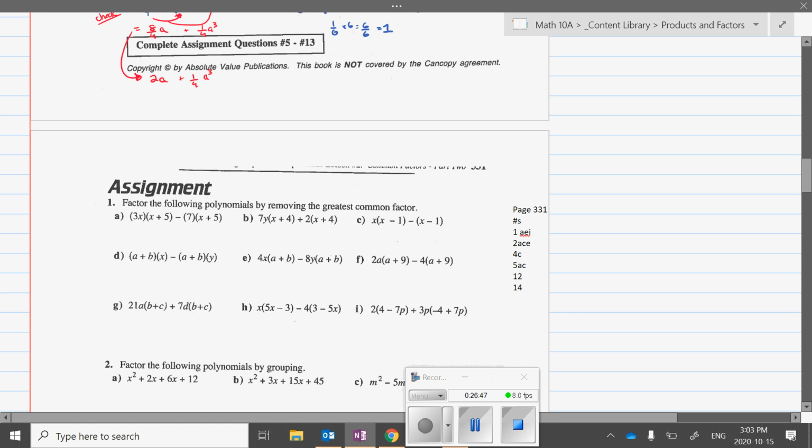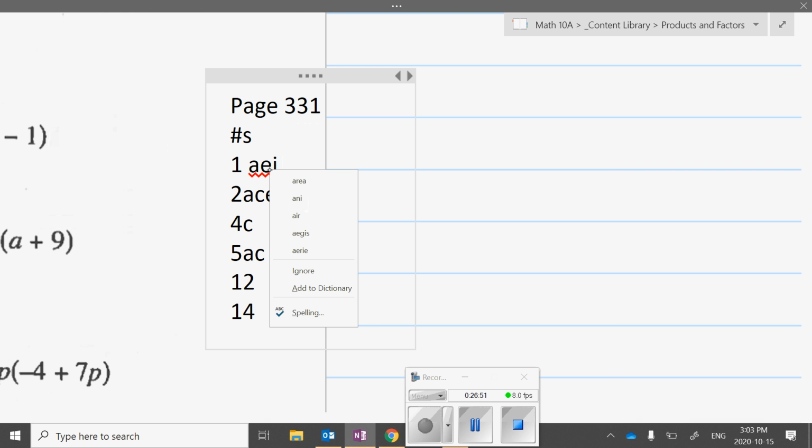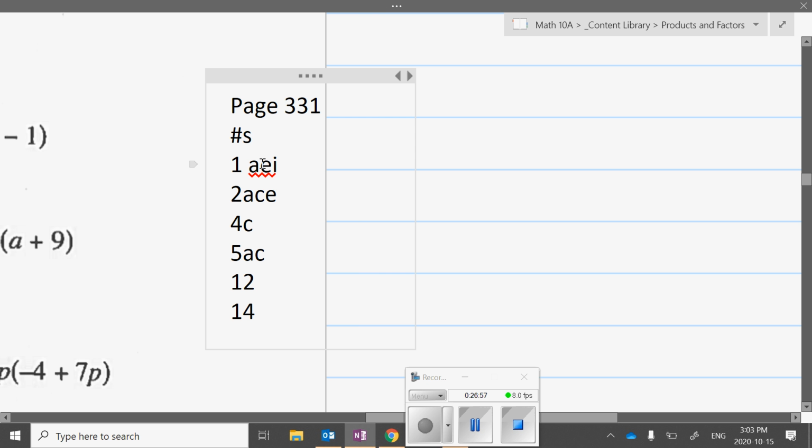Okay, so these are practice questions. I'm just going to put spaces in here. I think I gave you a couple fraction ones to practice within this.